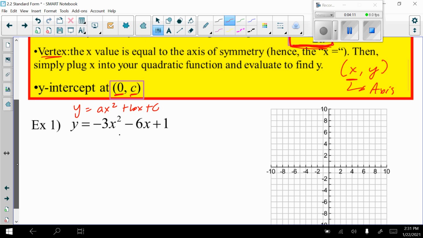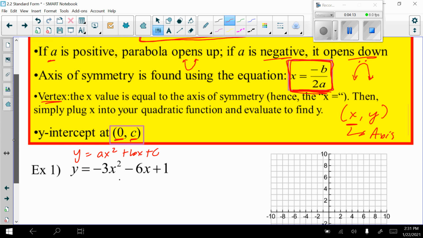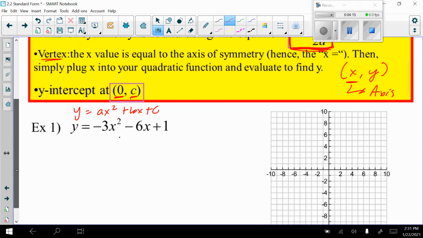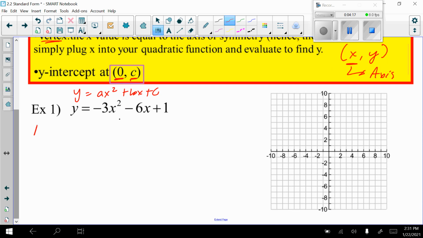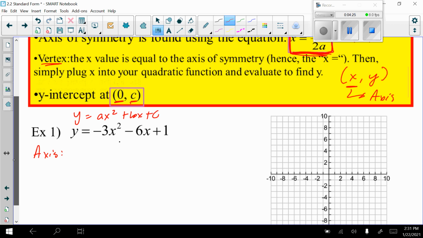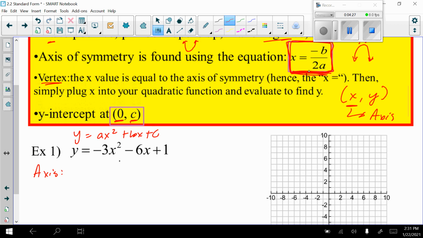That changes the rules, right? That means I need to use these pieces of knowledge from up here. So first, let's find the axis of symmetry. That's going to be kind of step one in graphing these things. I need to know what my axis of symmetry is. Just remember, I got to use this equation, x equals negative b over 2a.